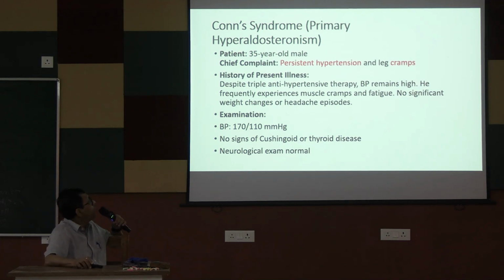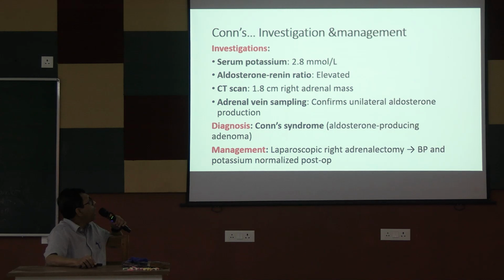So, what is important? Third is hyperaldosteronism and Conn's disease. Now, how to evaluate this patient? If you take the blood report of this patient, the serum potassium is depressed.